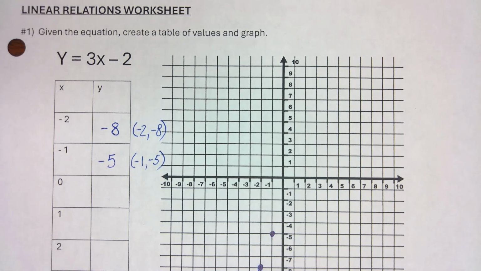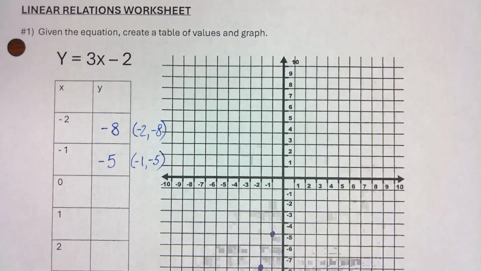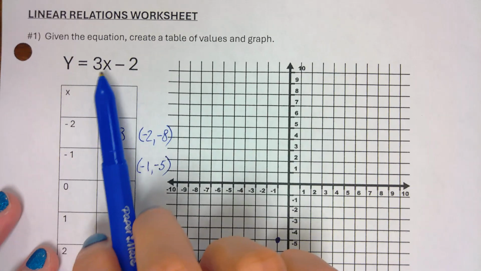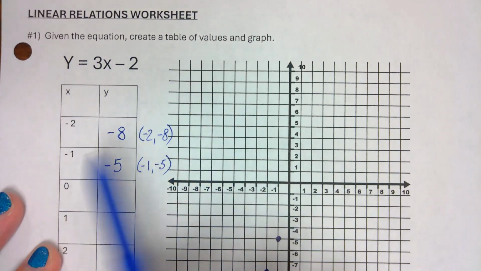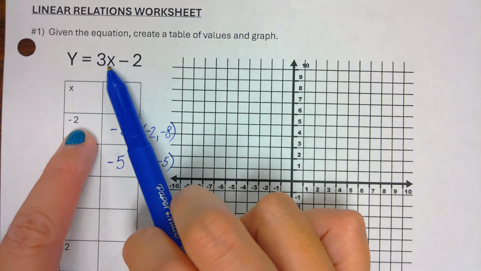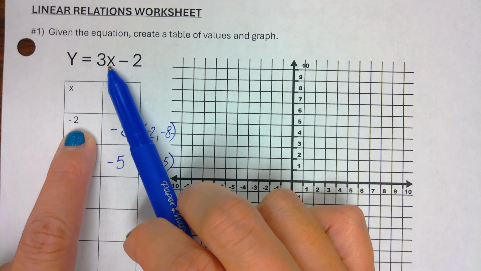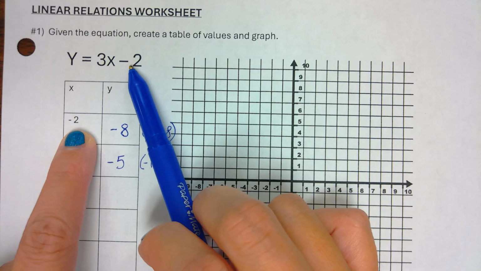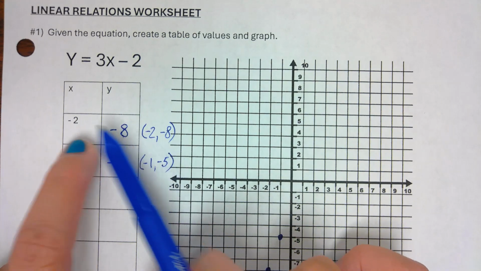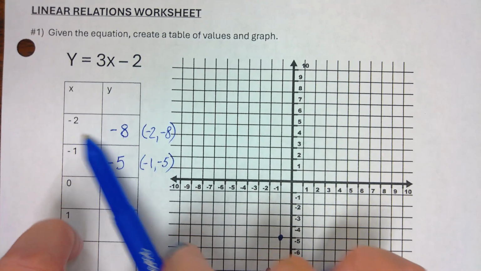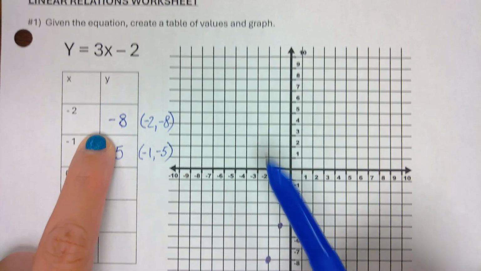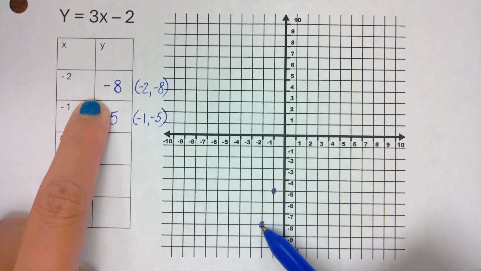Okay, so really quickly taking up this linear relation worksheet. We have 3x minus 2 as the equation. When we substitute x as negative 2 in here, what's 3 times negative 2? Negative 6 minus 2? Negative 8. So remember in the table of value, these are coordinates. So negative 2, negative 8, you have this point right here.